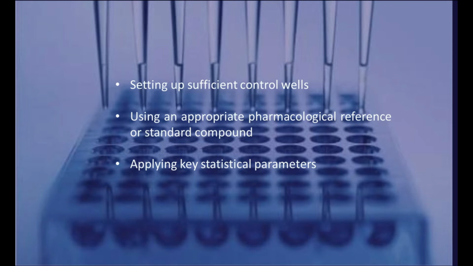Using an appropriate pharmacological reference or standard compound. To enhance your bioassay's robustness, use a pharmacological tool or reference compound. This will allow you to measure the reproducibility of your bioassay as well as inter-assay variation independently of the controls.